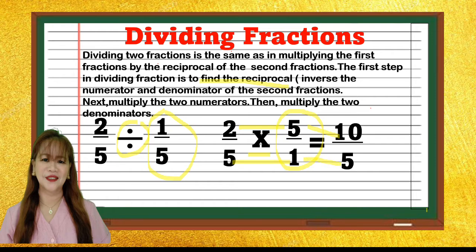Ngayon, pwede pa natin i-simplify ang 10/5 dahil pwede pa natin i-divide. 10 divided by 5 equals 2.